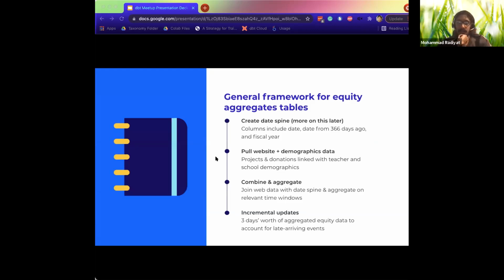So here I've laid out the steps that each of our aggregate models actually takes. So first we create this thing called the dates spine. I'll talk a little bit more about that later, but it's basically a list of dates and date related fields that help us do the aggregates based on time boxes that we care about. We grab that website and demographic data I talked about, and we do the sums and counts that we want and group them into aggregates. And then we lastly use the incremental update every night to add those new rows to our aggregate tables.